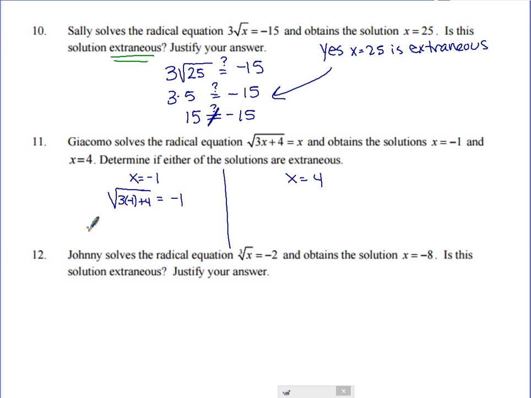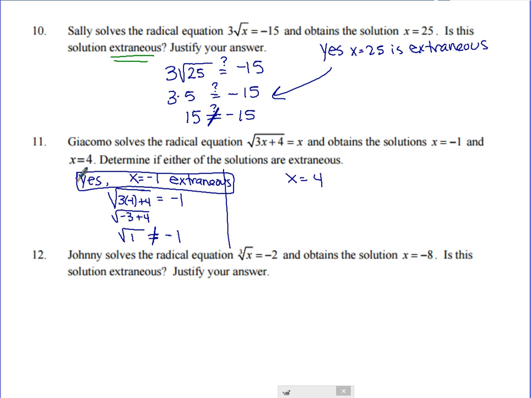Now in my class, a lot of students were already seeing, hey, this is not going to work because I can never take a square root of something and end up with a negative number. So if I multiply this, I get negative 3 plus 4, which is the square root of positive 1 equals negative 1. That's not a true statement. 1 does not equal negative 1. So negative 1 is extraneous. And it says, determine if either of the solutions are extraneous. So I would say yes, that x equals negative 1 is extraneous.